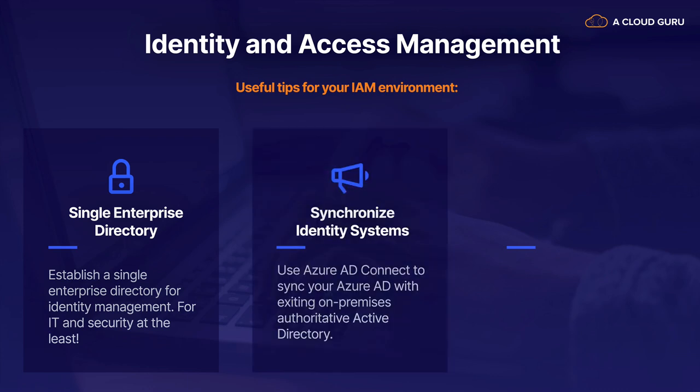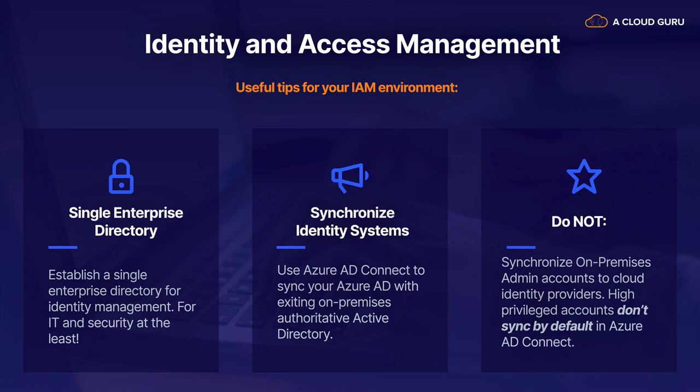Next, you want to synchronize your identity systems. That means if you have an on-premise Active Directory and cloud Active Directory, use Azure AD Connect, sync them up. Make sure that they're both talking to each other. But if you synchronize those identity systems, don't have your admin accounts that are located in your on-prem AD given access to your cloud services. High privileged accounts don't sync by default on Azure AD Connect, and that is on purpose. You want your high access accounts to be located in cloud and not strictly on-prem.